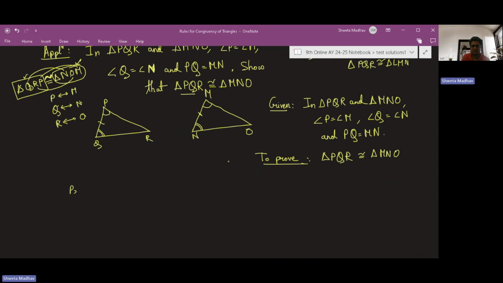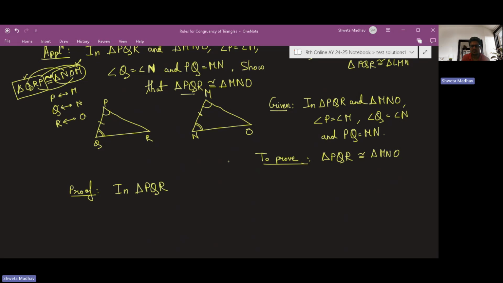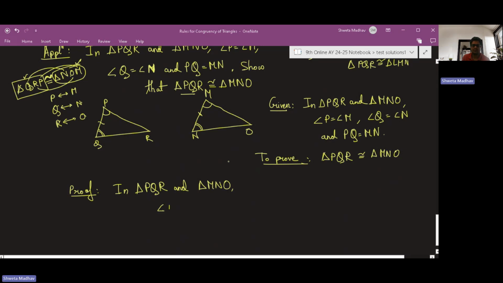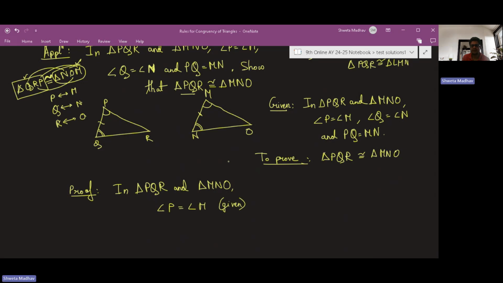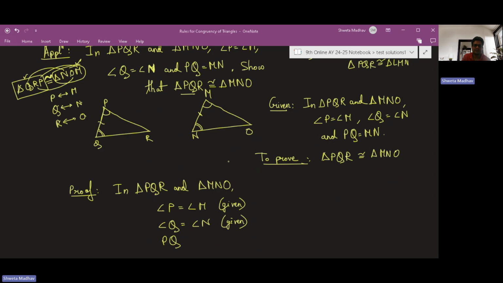So hence, then we will write the proof. The proof is that I'll write that in triangle PQR and triangle MNO, we have been told that angle P is equal to angle M, which is given, and angle Q is equal to angle N, which is also given, and PQ. So here you see that PQ is the included side. PQ is the side which is included with the two angles which we have considered.